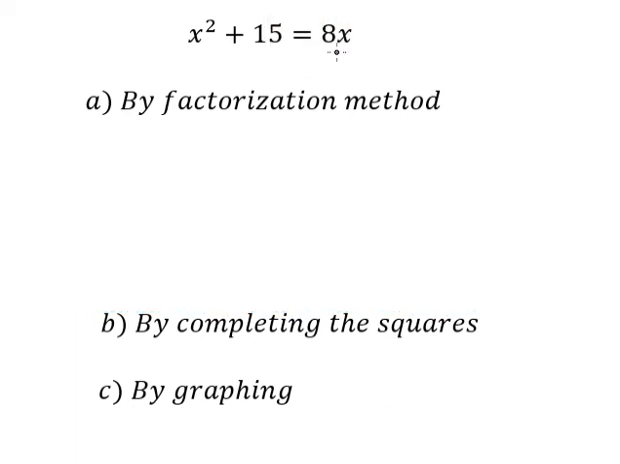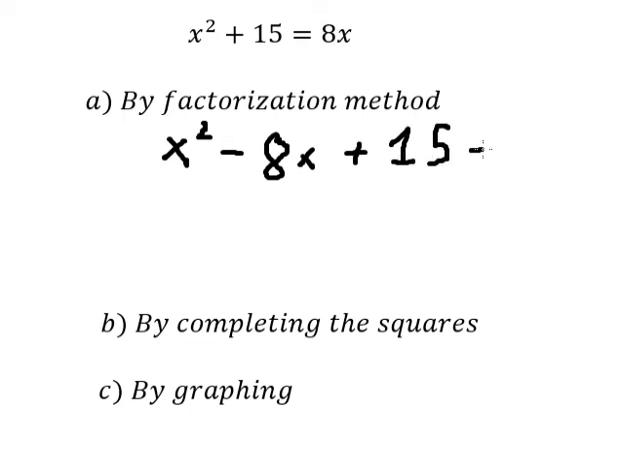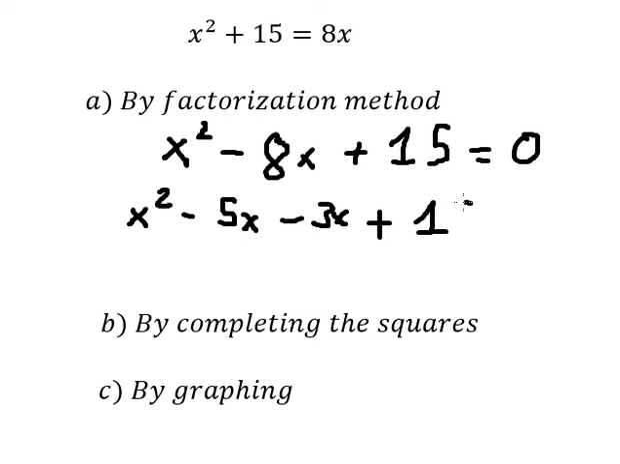So the first thing I will put 8s to the left, and we have s squared minus 8s plus 15 equals to number 0. So the next one, if we want to do the factorization, we need to separate 8s into 5s and 3s, because negative number 5 multiplied by negative number 3, we have 15. So we can create the factors in here.